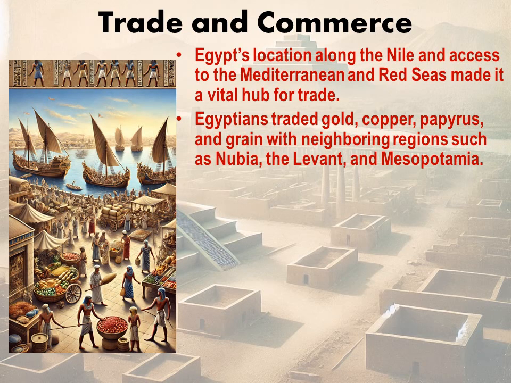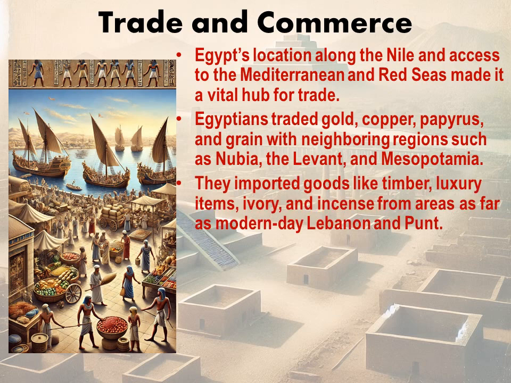So, what were the goods in which the Egyptians traded? The goods were gold, copper, and papyrus. Papyrus means an early form of paper used for writing. And they also traded grain with neighboring regions, meaning regions which were around the country of Egypt. And what were those regions? Nubia, Levant, and Mesopotamia.